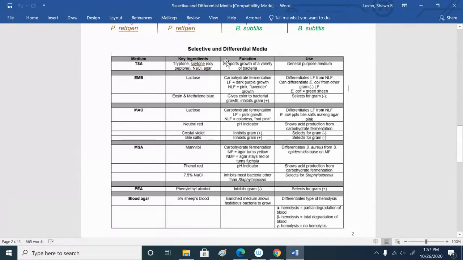Nothing special about it. But you need to be familiar with this chart and the information on it, right? To know what plates are selective and or differential, what makes them selective and or differential, what they select for, and what they differentiate.